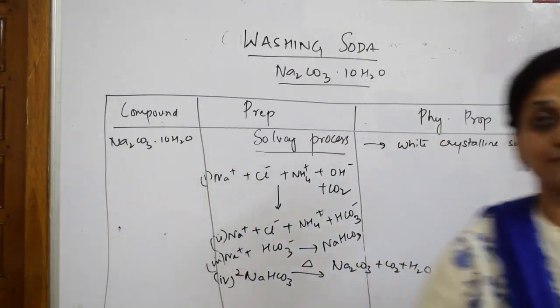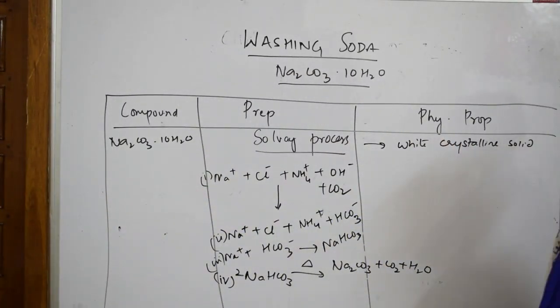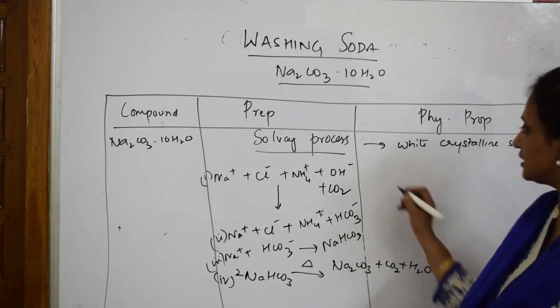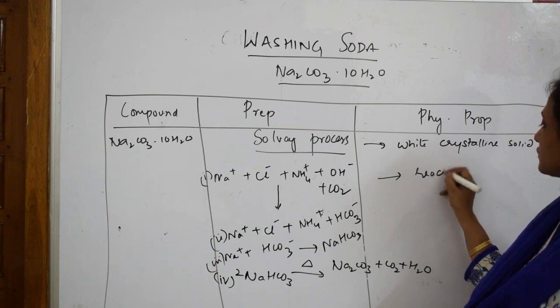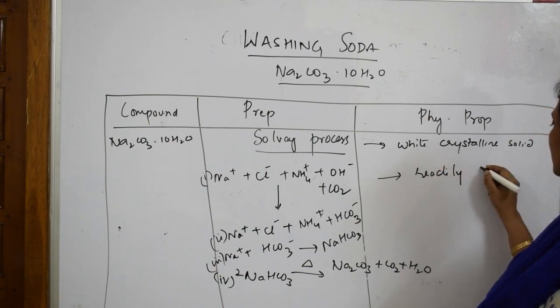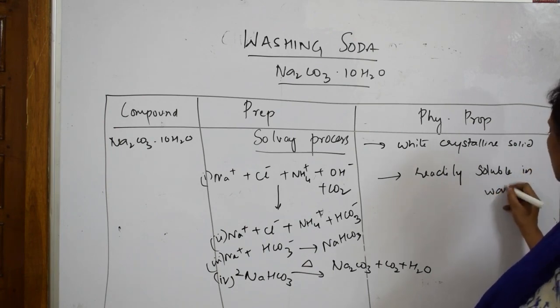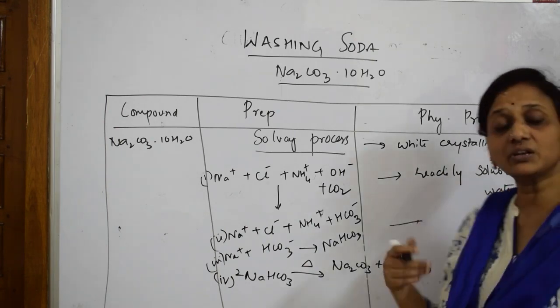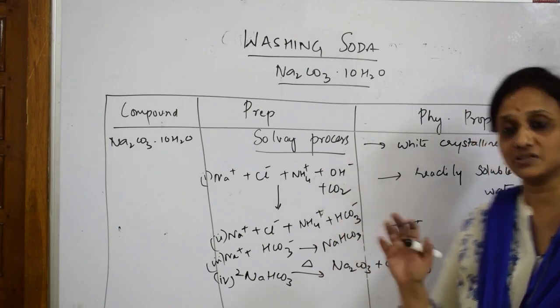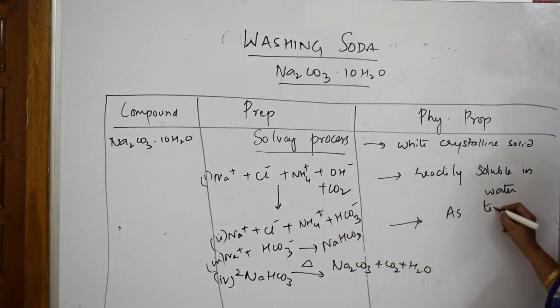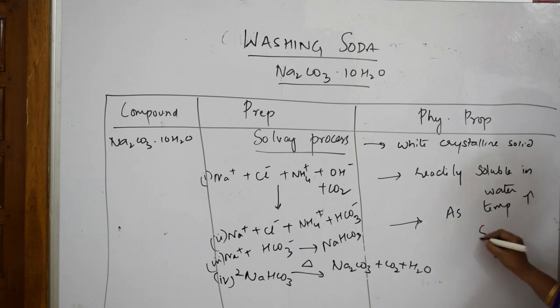Fine. Now when I have to write the physical properties, sodium carbonate decahydrate, as I said, is a white crystalline solid and it is readily soluble in water. Washing soda is obviously readily soluble in water. But what is important to remember is that as you increase the temperature, the solubility decreases. As temperature increases, solubility decreases. I'll tell you the reason for this also.